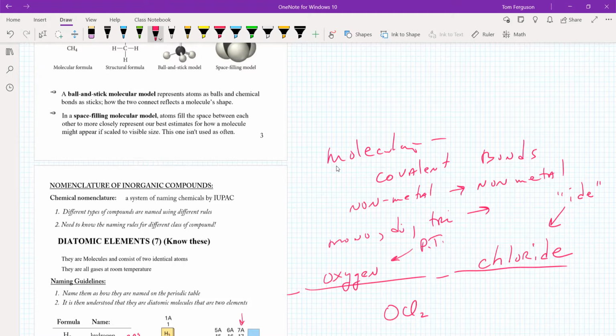Okay, and then we have to talk about numbers. Well, this is 1, so that's going to be mono. And when mono is in the first part, it's optional. So we could say mono oxygen dichloride or just oxygen dichloride. Both are fine.